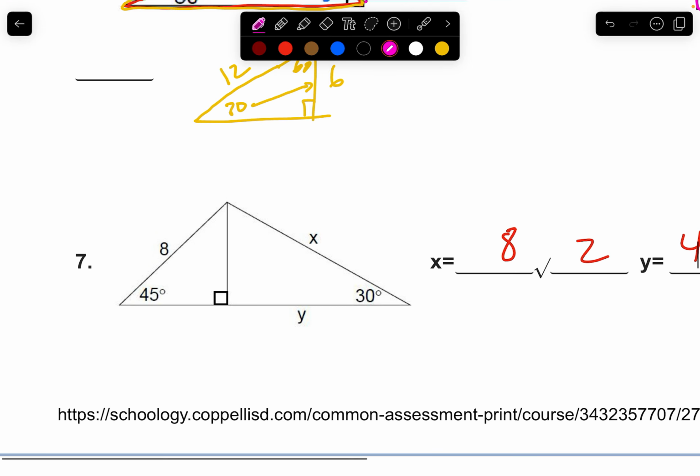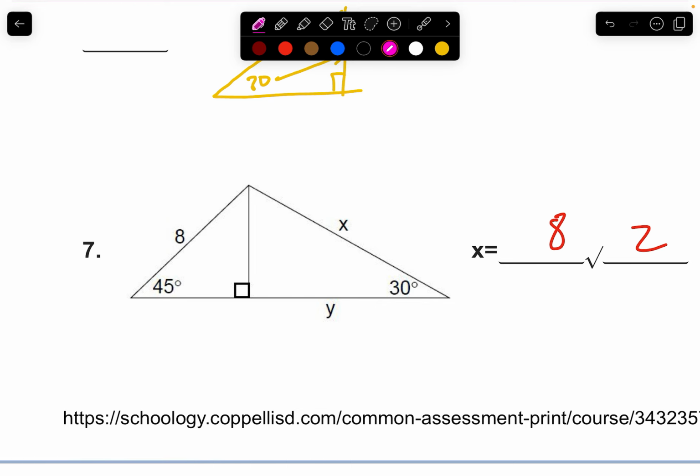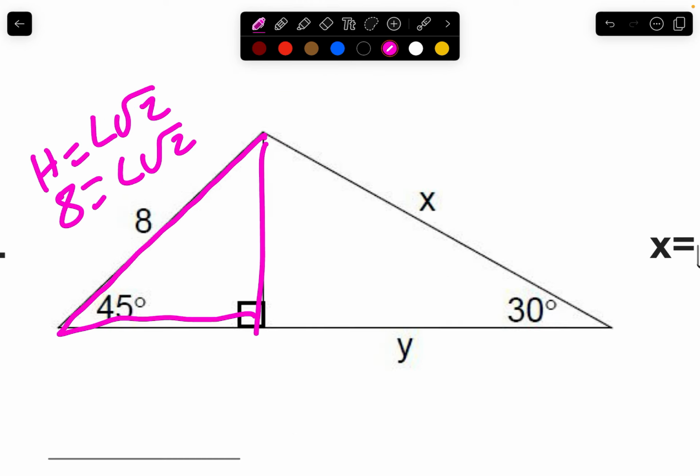All right, another situation. I see 3 triangles in this picture as well. I'm going to put my initial focus on this pink triangle. I have the hypotenuse. Remember, the hypotenuse equals the leg times root 2. So 8 equals the leg times root 2. How do you undo times root 2? You divide by root 2. 8 divided by root 2 is going to be 4 root 2. So those 2 sides would both be 4 root 2.